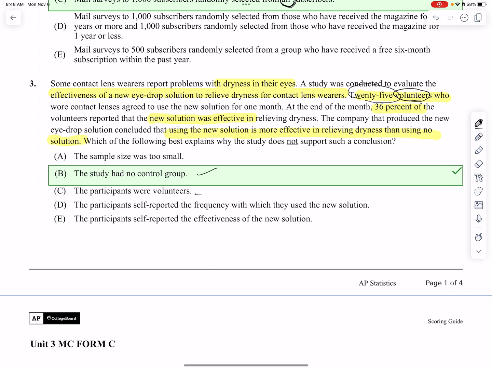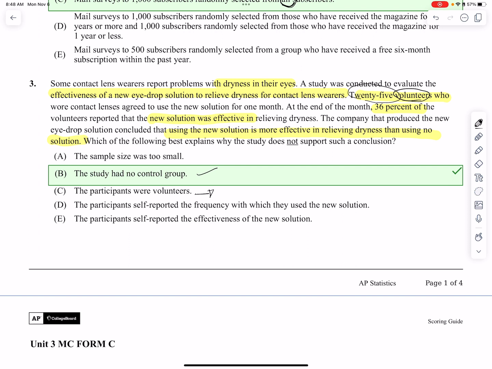Volunteers is okay. As I said, volunteers means that I can only do it to my group. I can't generalize to the population. But and then self-reported frequencies. No, we're going to need self-reported, that's okay, because otherwise I don't know what they're feeling. So that's going to happen.